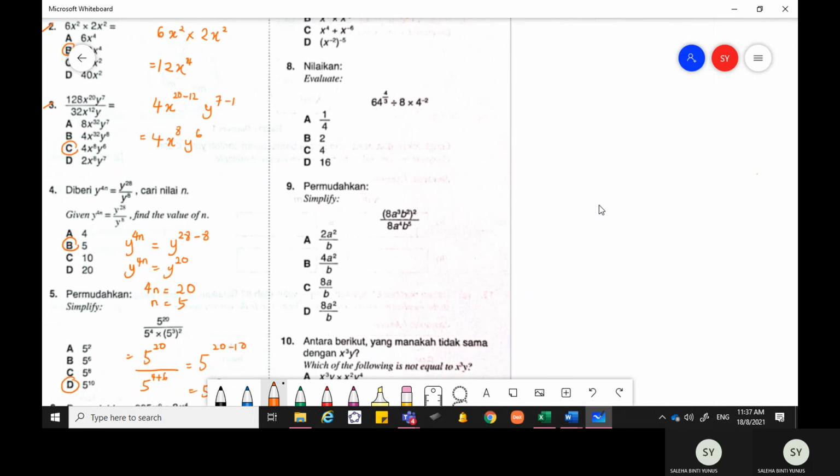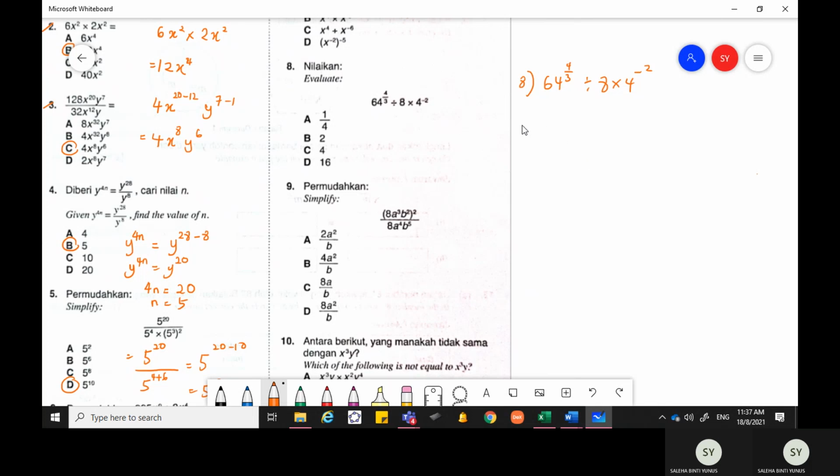Okay, next evaluate. So evaluate means cari nilai. Okay, we have 64 to the power of 4 over 3. So question number 8, 64 4 over 3 divide 8. Okay, so this one just press calculator je sebab soalan ABCD kan. Ataupun kalau kita nak buat jalan kira, let's see ini adalah soalan subjektif.